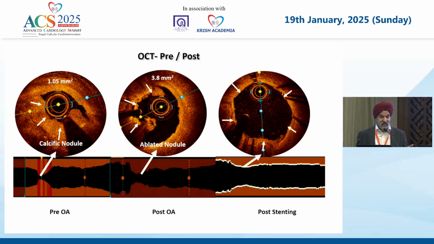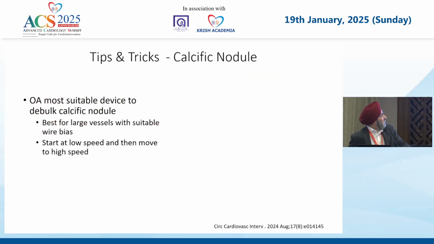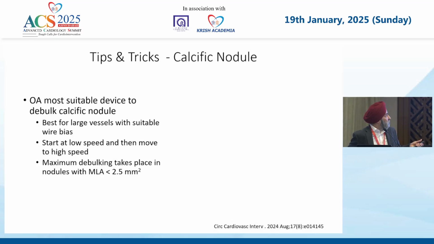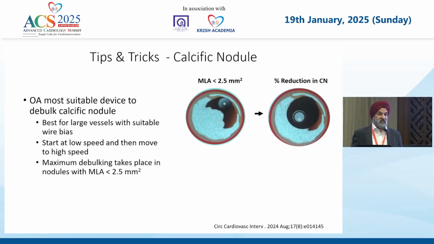nodule tremendously. If you're using orbital atherectomy, thereafter you don't need any specialized balloons. NC balloons are good enough and they will work very well. So orbital atherectomy is most suited for debulking. It is best for large vessels. You start at lower speeds, then go to larger speeds. But the requirement is that the MSAs have to be small. Because if the MSAs are large, the device is not going to work.